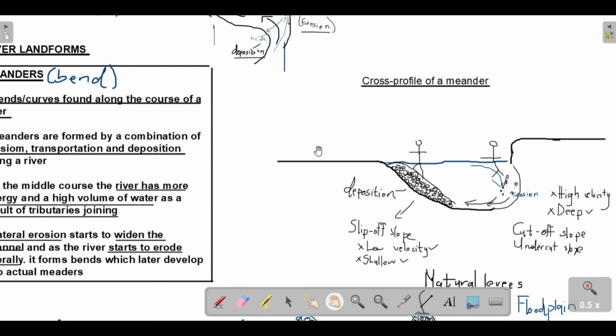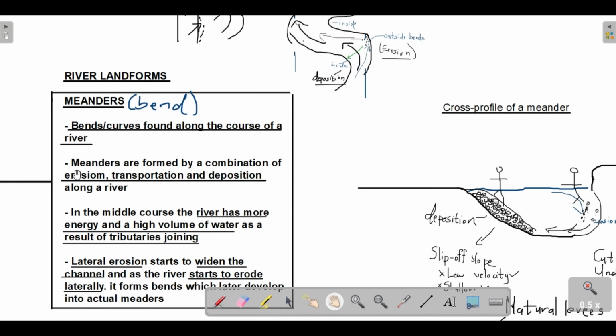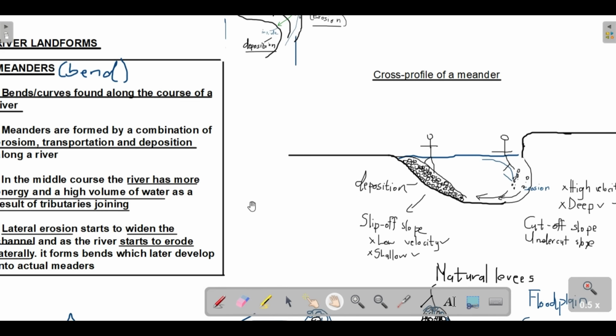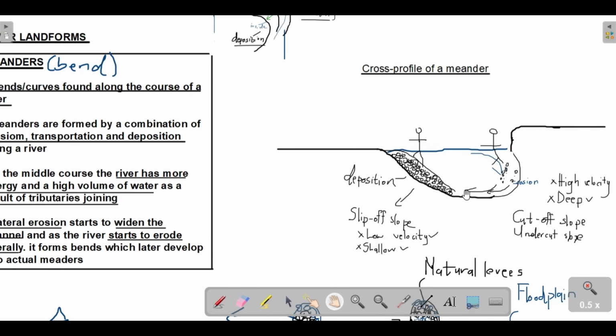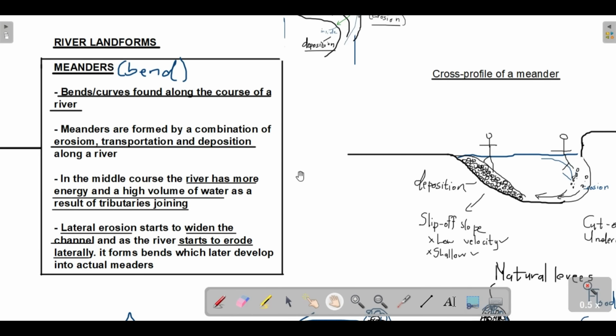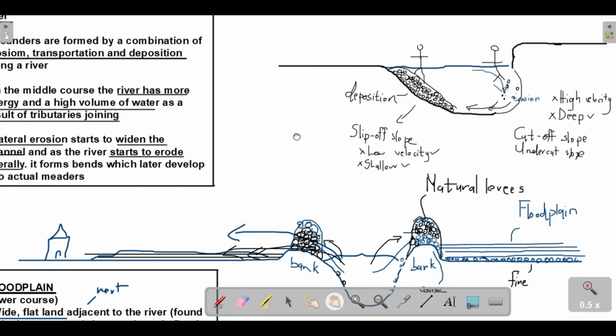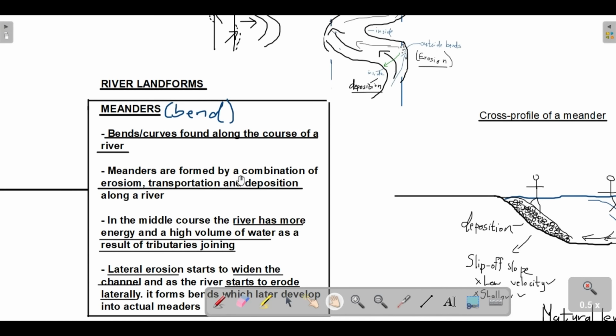That is a meandering river for you. You have to know how to explain the formation of a meandering river, know the cross profile, as well as the slopes and the different types of processes and the associated characteristics, right? So I hope that made sense. Okay, so we move on.